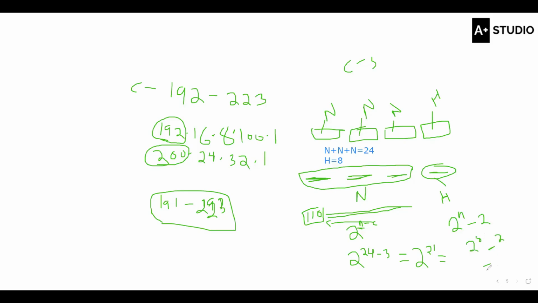it's not supposed to be minus 3 here. Oh no. I thought the formula is 2 to the power N minus C for the network ID. Then host ID is 2 to the power N minus 2. Okay, minus 2.